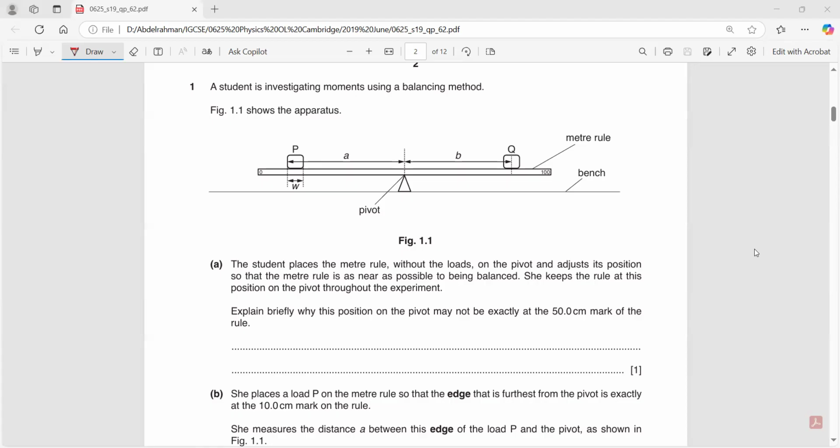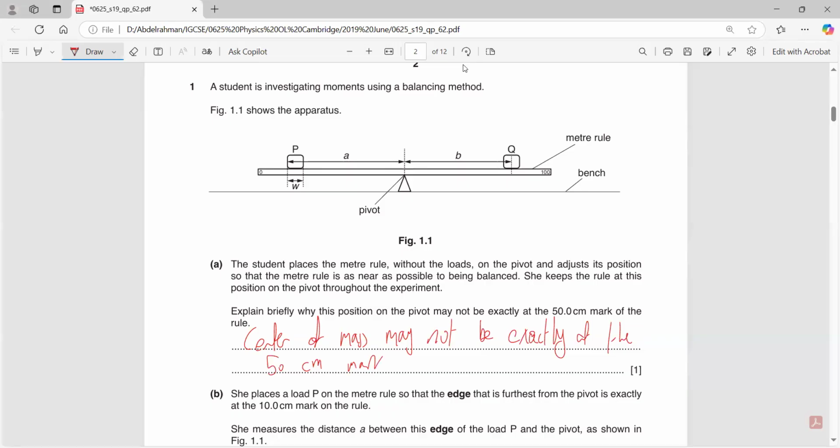Yes, because the center of mass may not be exactly at the 50 centimeter mark. Okay, so the center of mass may not be exactly at the 50 centimeter mark.